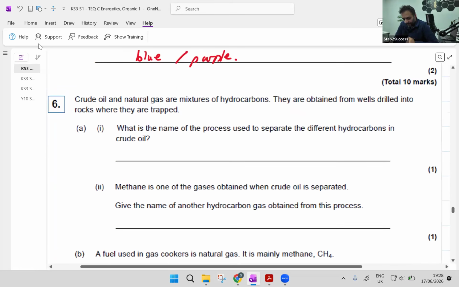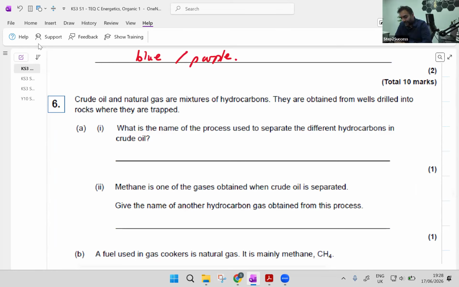Question 6. Crude oil and natural gas are mixtures of hydrocarbons. They are obtained from wells drilled into rocks. What is the name of the process used to separate them? This is called fractional distillation. It's this process that we use to separate all of the things inside the oil that we get out of the ground.